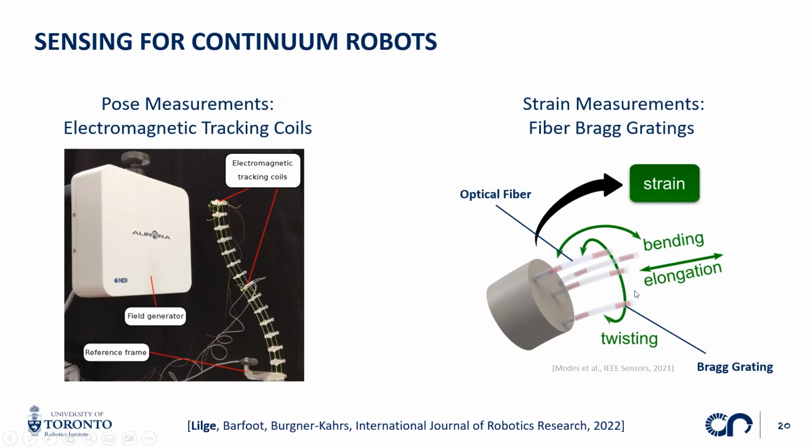Whenever the material of this robot bends, the wavelength that is reflected by each of those fibers changes, and it changes deterministically. So by measuring the light that is reflected from these gratings through these fibers, I can compute how much the material of the continuum robot is bent, elongated, or twisted. So I can essentially obtain strain measurements of the continuum robot. And these are the two sensing techniques that we consider.